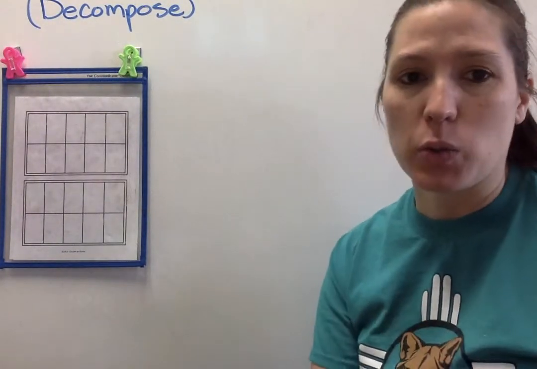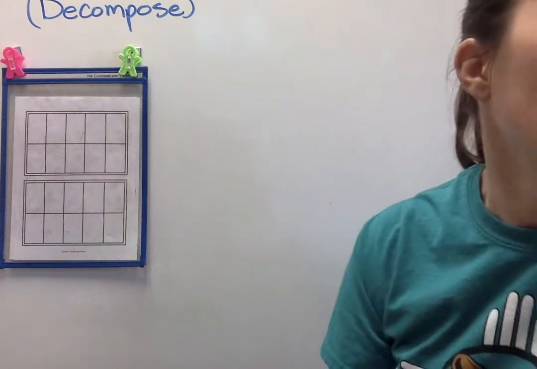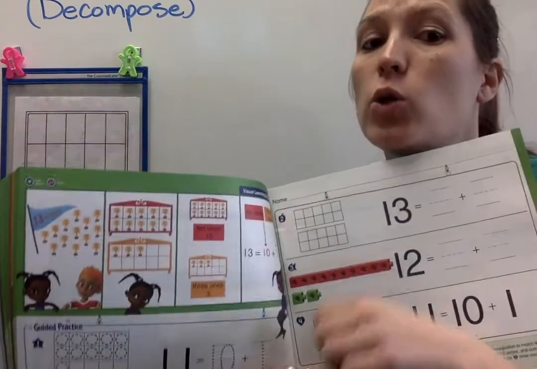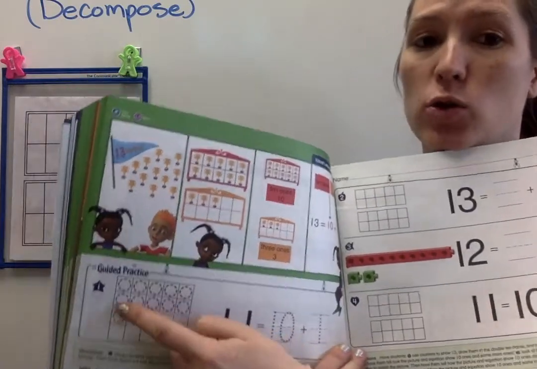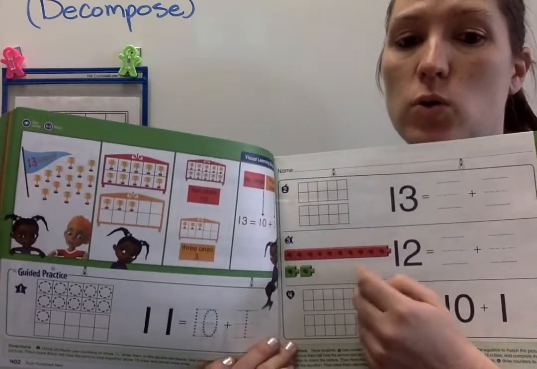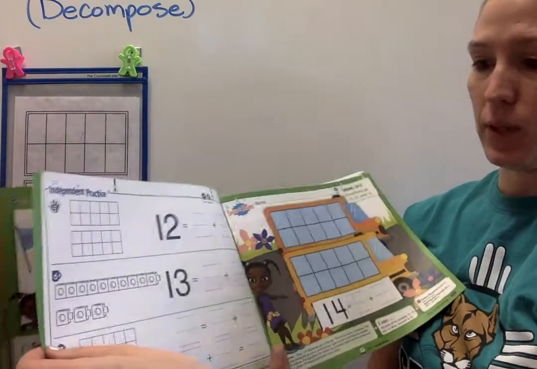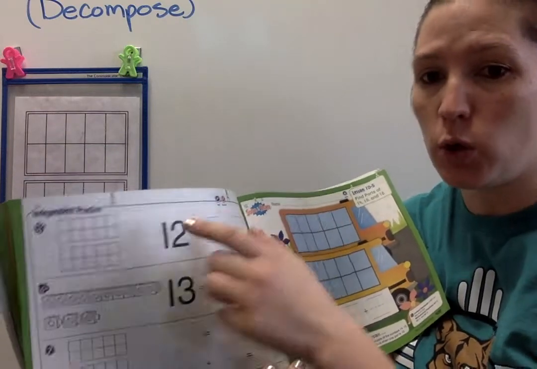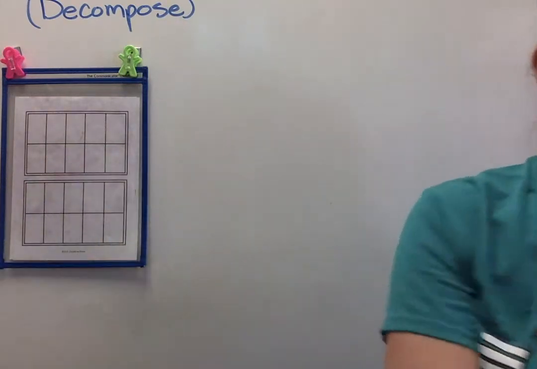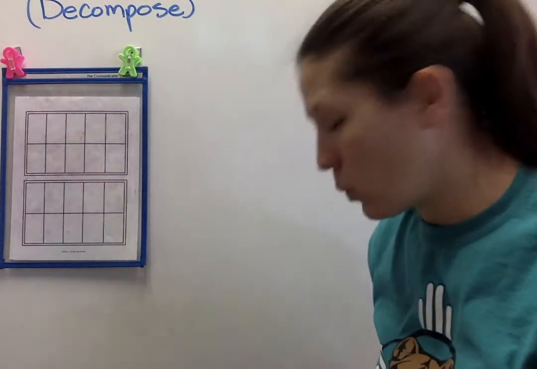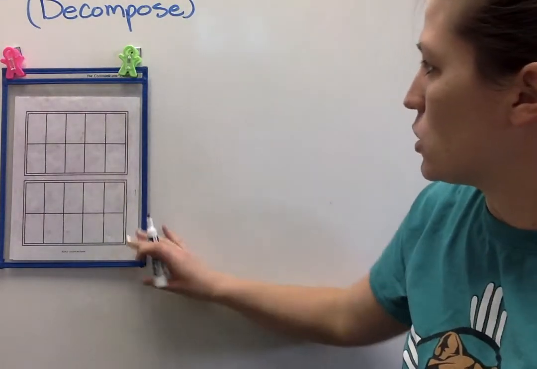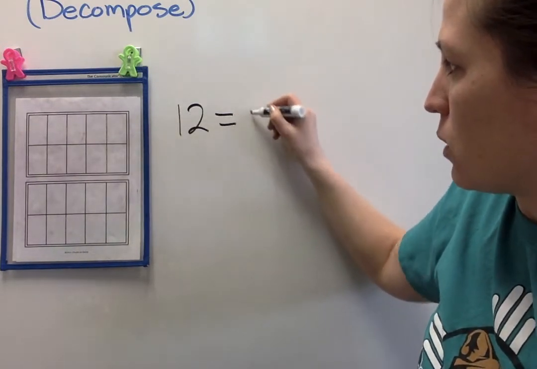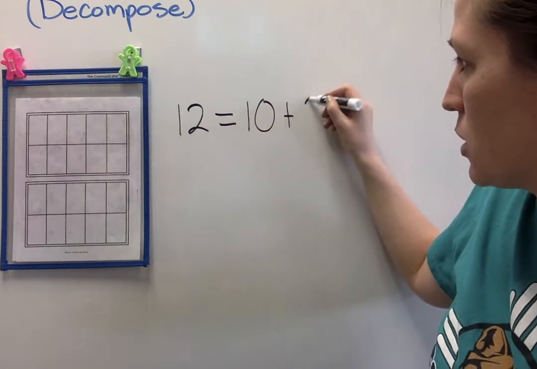When we decompose, we're going to start with the total number. So even in your book today, it will have the total equals, and then you're going to break that number apart, whether you're drawing pictures in a 10 frame or using cubes or counters. Same thing over here. It's going to have the total equals the two groups. So that's what we're going to start with today. Let's start with this equation. My equation is going to be 12 equals 10 plus 2.